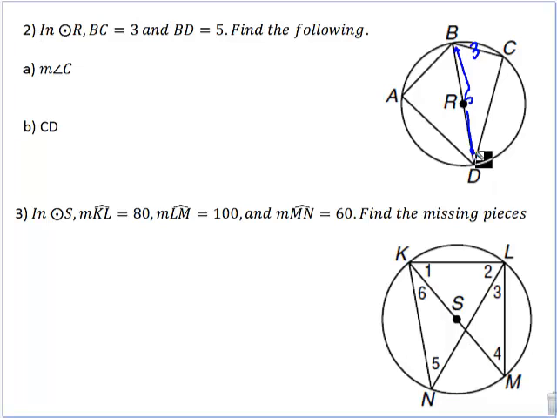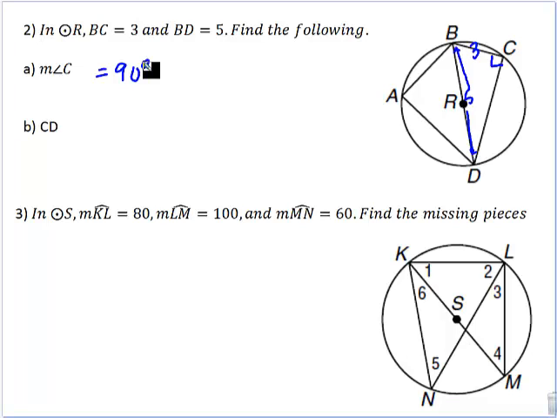So C, is this a central angle or is it inscribed? It's inscribed because it's on the circle, so we want to do half of the arc it intersects. Yep, so this would be 90 degrees because it's intersecting the semicircle BD. Half of 180 is 90. So the measure of angle C is 90 degrees.